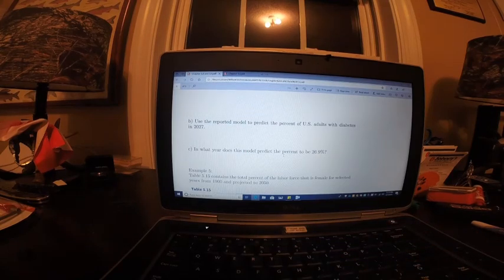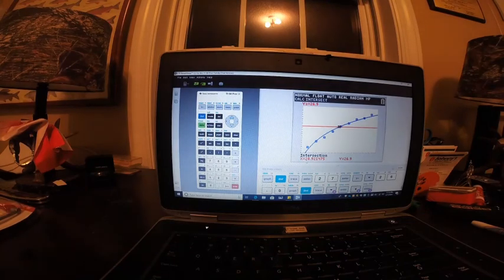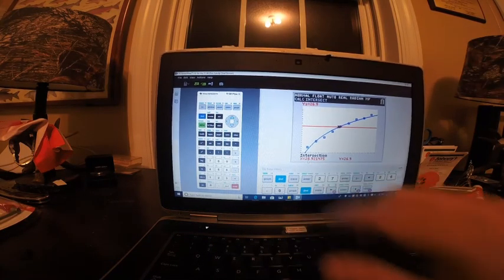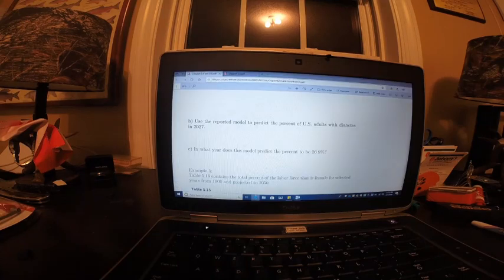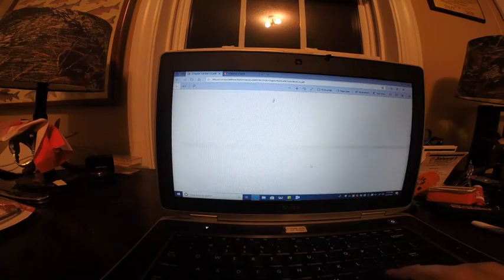So that would be year 2029 approximately when they predict the percent to be 26.9%. We rounded up here because this number was greater than 5, so we rounded up to 29. We had to add that 29 to 2000 because 2000 was our initial year. It says that in part A. So the answer to part C would be 2029.